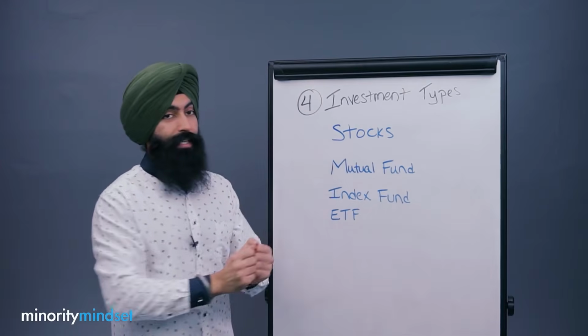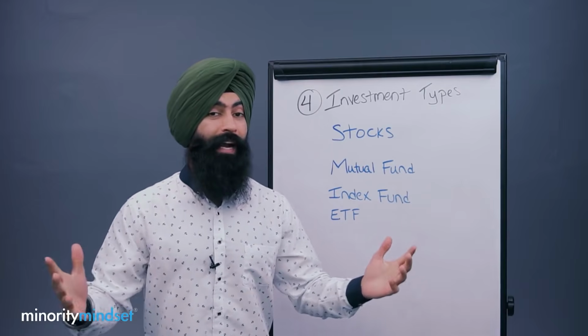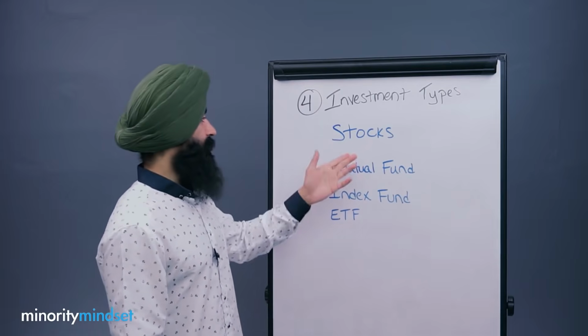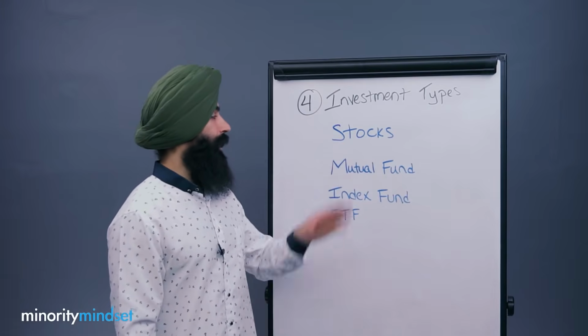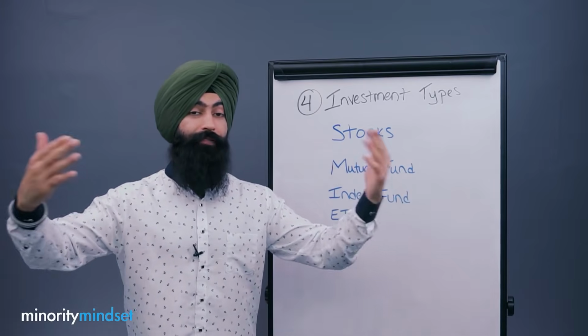Stocks are when you're investing in individual companies. This is what I've been talking about most of this video. So if you invest in the McDonald's company, or in Lululemon, or in Tesla, or in Amazon, or in Apple, now you're investing in individual companies.